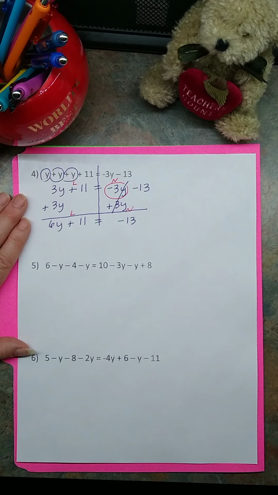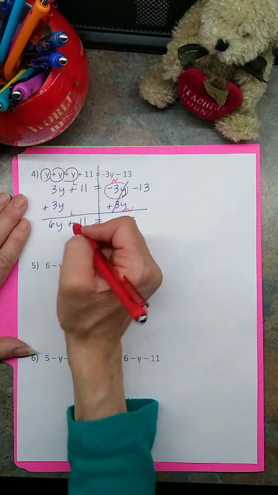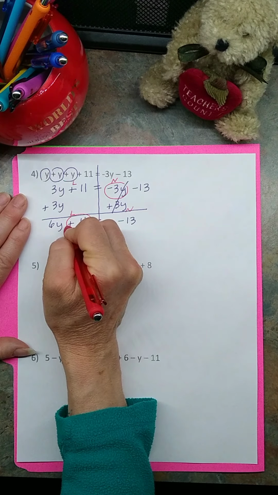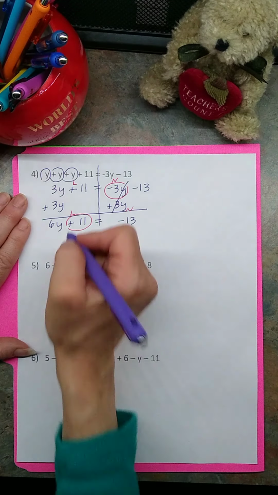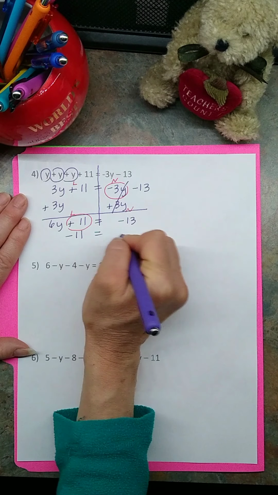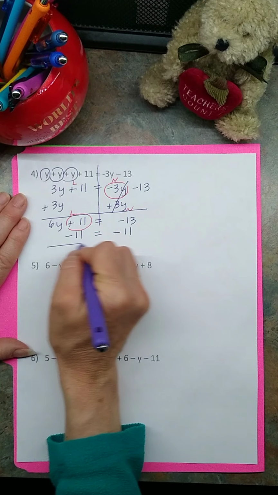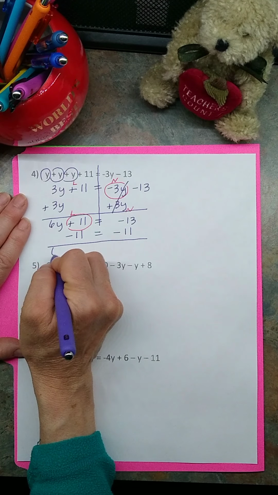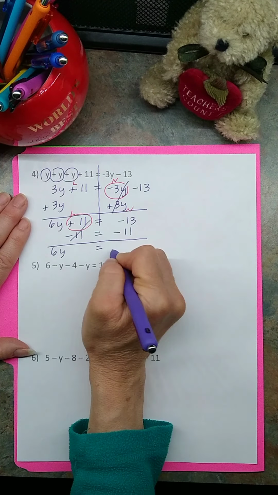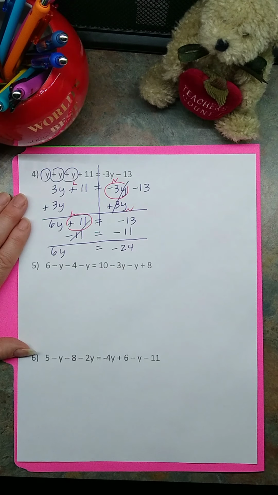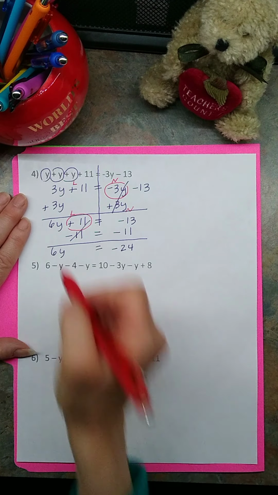Get rid of adding and subtracting first. That's your plus 11. What's the opposite of plus 11? Minus 11. Do the same to both sides. Add things in columns. The 11s disappear, and you get negative 24. Okay, now it's a one-step.